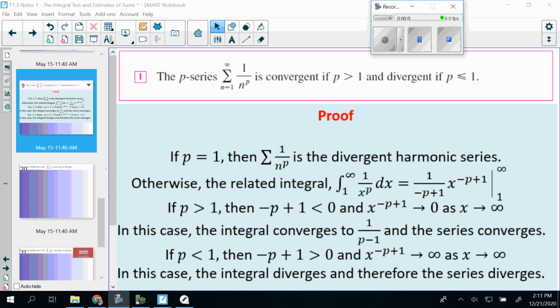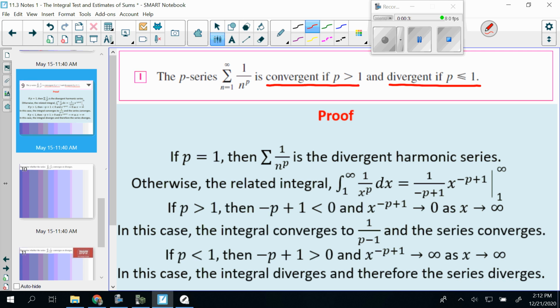All right, this one is what's called p-series, and this is another test we can use to see if something is convergent or divergent. If you have any series that is 1 over n to some power, that power will dictate whether it's convergent or divergent. It'll be convergent if p is greater than 1. So if this is a power, anything bigger than 1, it's convergent. Divergent if p is 1 or less.